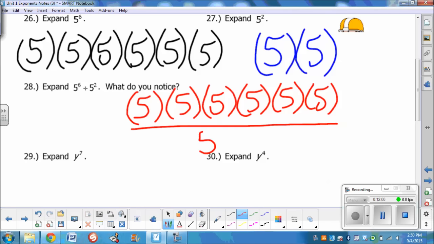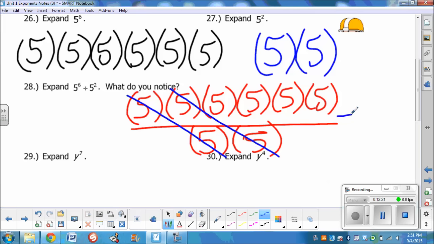Divided by 2 5s. Now what happens when you divide something by itself? 5 divided by 5 is 1. 5 divided by another 5 is 1. Do I have any more that I can divide out? I don't. So what am I left with? I'm left with 5 to the 4th. What just happened there?